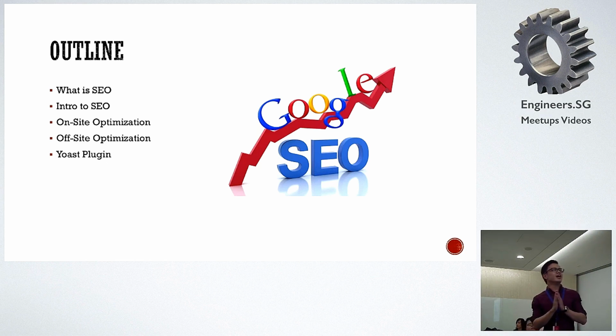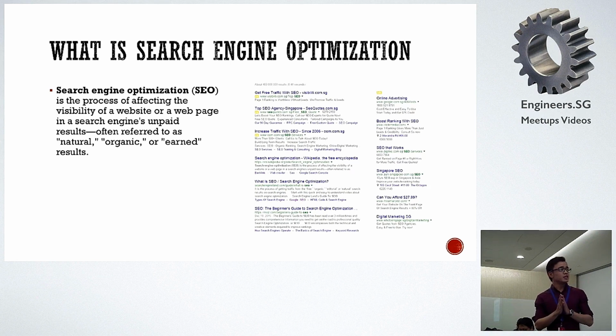I'm sorry. Okay. On-site optimization, off-site optimizations, and of course WordPress, right? So we'll talk about the Yoast plugin, simple sharing on the Yoast plugin, which is what I specifically love to use. Okay. So what exactly is search engine optimization?